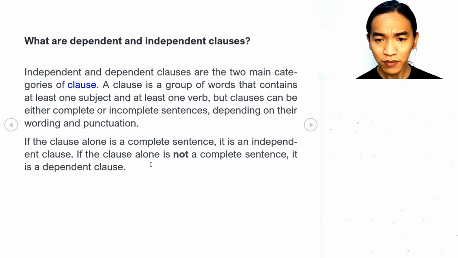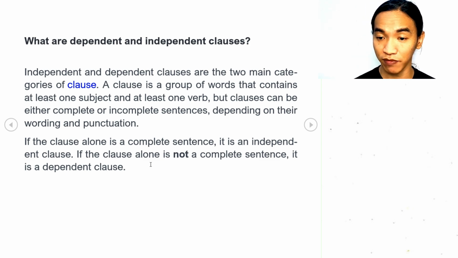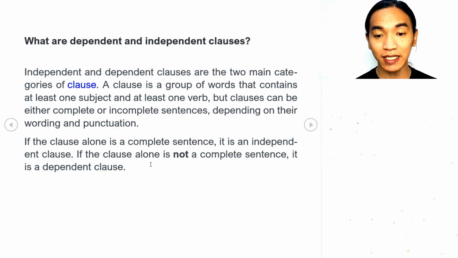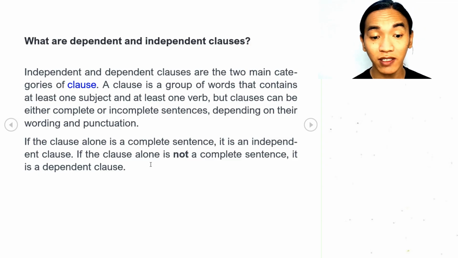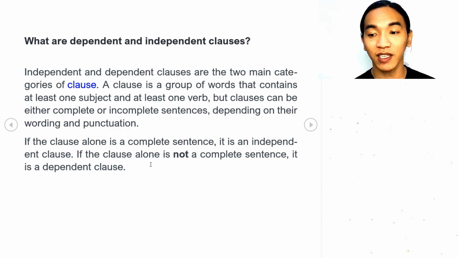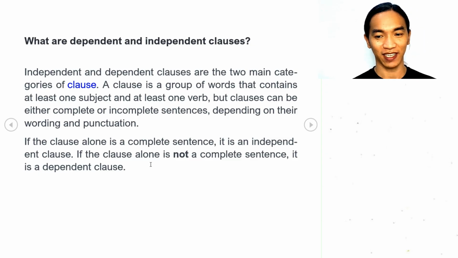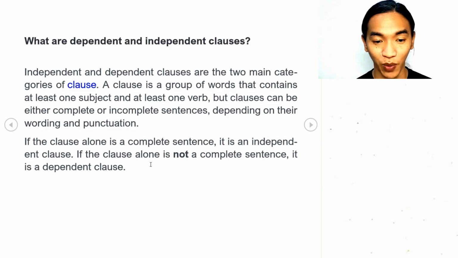Independent and dependent clauses are the two main categories of clause. So it means two main, there could be more clauses that we will be talking about. Now, a clause, as a review, is a group of words that contains at least one subject and at least one verb. But clauses can be either complete or incomplete sentences, depending on their wording and punctuation.